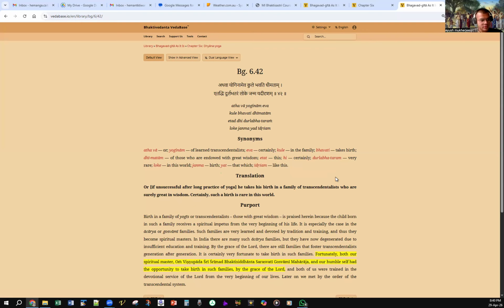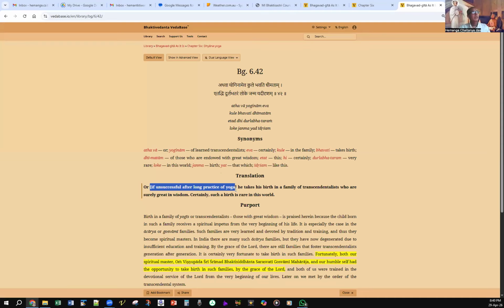So translation: or if unsuccessful after long practice of yoga, he takes his birth in a family of transcendentalists who are surely great in wisdom. Certainly such a birth is rare in this world. Thank you, Prabhu. So now this is the case: if unsuccessful after long practice of yoga.